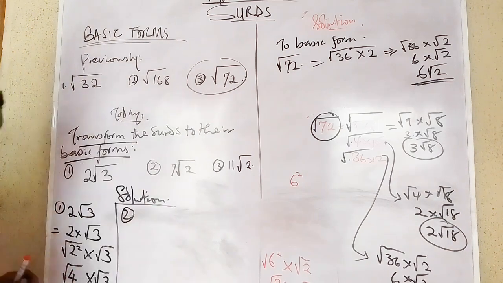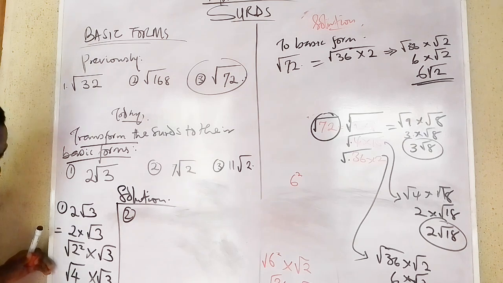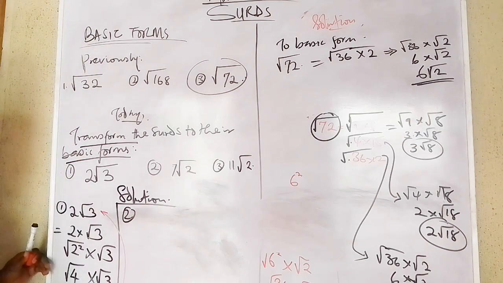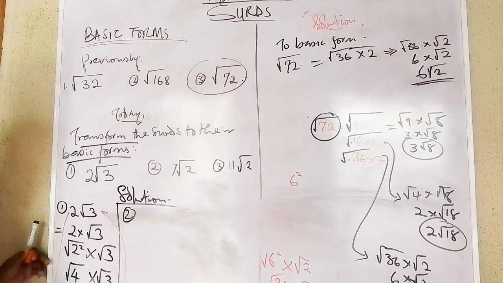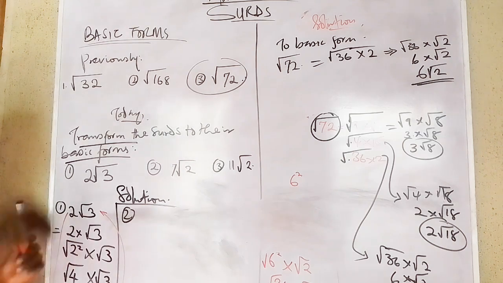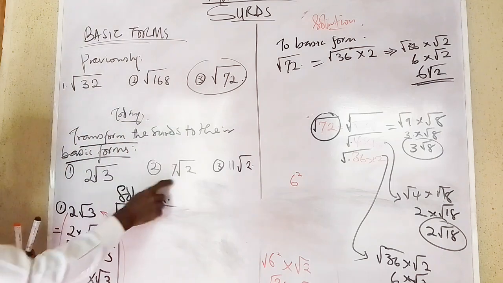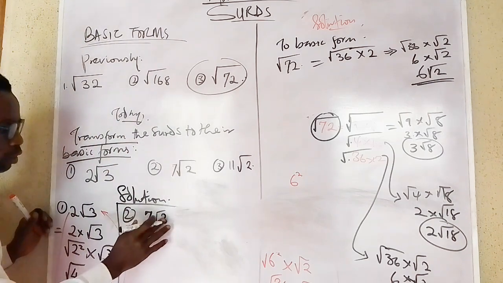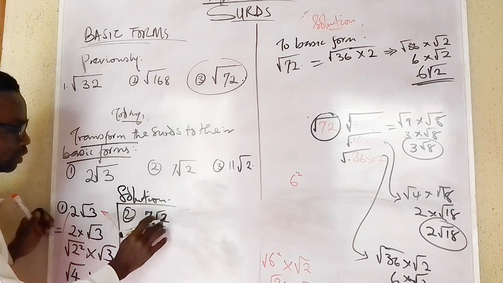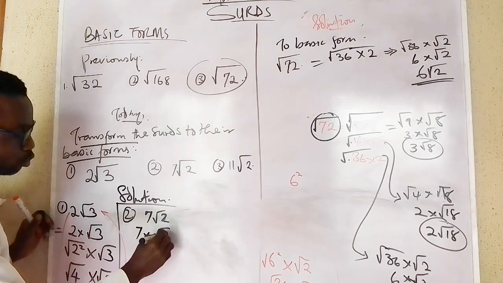And I picked number 2. So that means it was this that was solved to give this. And it was this you found that was solved to give this. So you go whichever way in maths. So if I pick the second one, the same thing applies. 7 root 2, sorry, 7 root 2. What does it mean? It means that 7 times root 2.